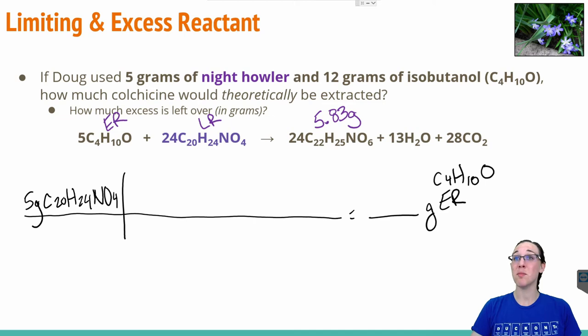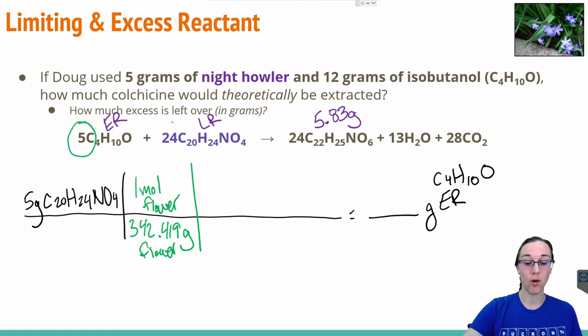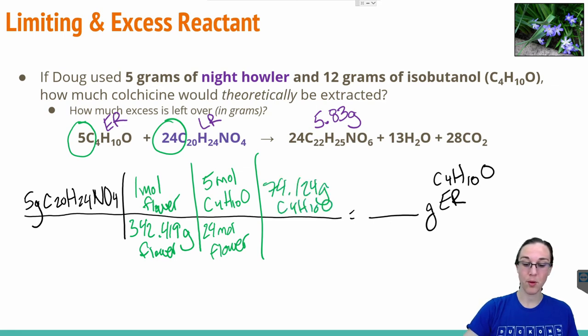Molar mass of the given, mole ratio to convert from one chemical to the other, and then molar mass of the goal, our isobutanol. So let's just take our values from before and plug them in. For the molar mass of our Nighthowler flour, we have 342.419 grams of the flour in every mole of the flour. Our mole ratio this time is going to be the goal mole over the mole we're trying to get rid of. So 24 moles of the flour, which is the limiting reactant, for every 5 moles of the isobutanol excess reactant. And now the molar mass of our isobutanol, which again we already calculated previously, to be 74.124 grams of the isobutanol per mole of isobutanol.